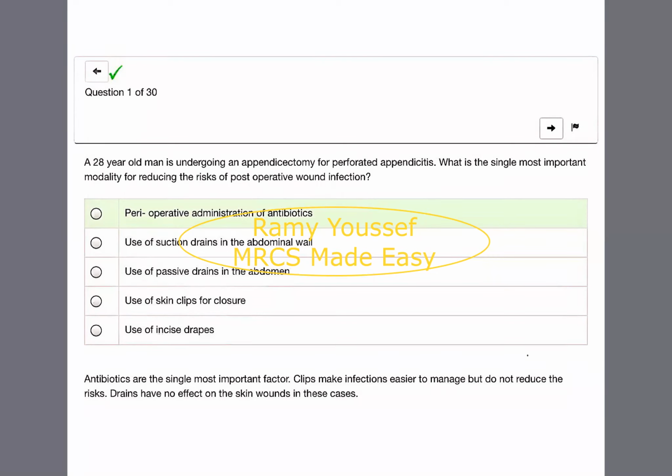But in clean contaminated operations, they like to give one dose of antibiotic pre-operative. In contaminated operations, they sometimes like to give another dose post-operative. In dirty operations, I think 1 to 2 days post-operative. In contaminated operations, they can continue up to maybe 5 days post-operative.